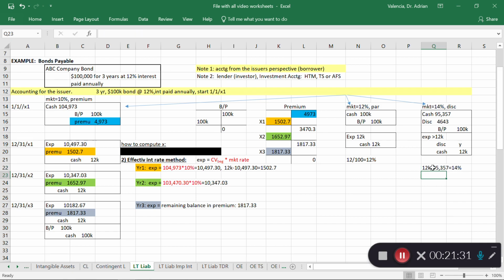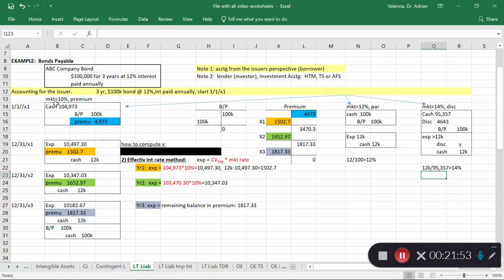So you are adjusting your base here. You're receiving less because you can't change the terms. Remember, you can't change the terms of the bond. But what we can do is change the price at which we sell it. So that somebody that gets paid $12,000 for having invested $95,000, they will get a return on investment of 14%.